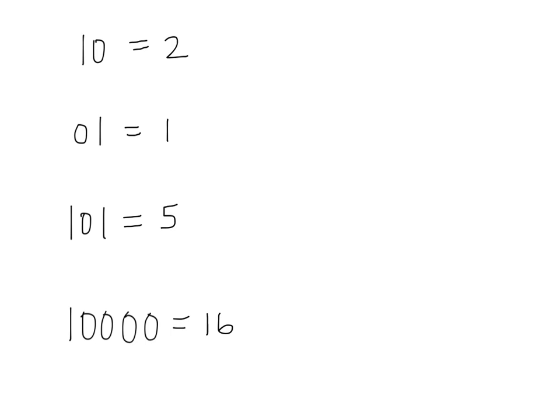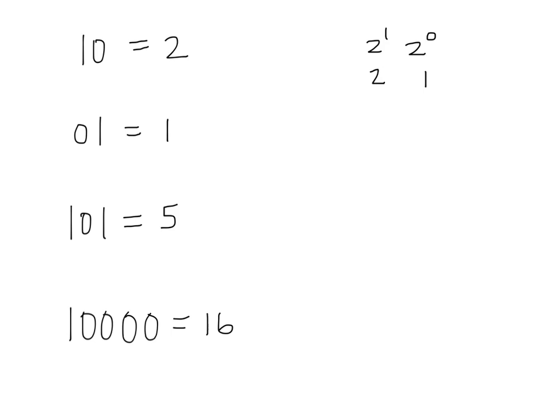So for this first number, 10, remember we're going to take each place value. So we have 2 to the 0, 2 to the 1. We only need 2 places because we have just a 1 and a 0 right here. So the first place and the second place. We have our first place here and our second place here. So 2 to the 0 is equivalent to 1. 2 to the 1 is equivalent to 2.